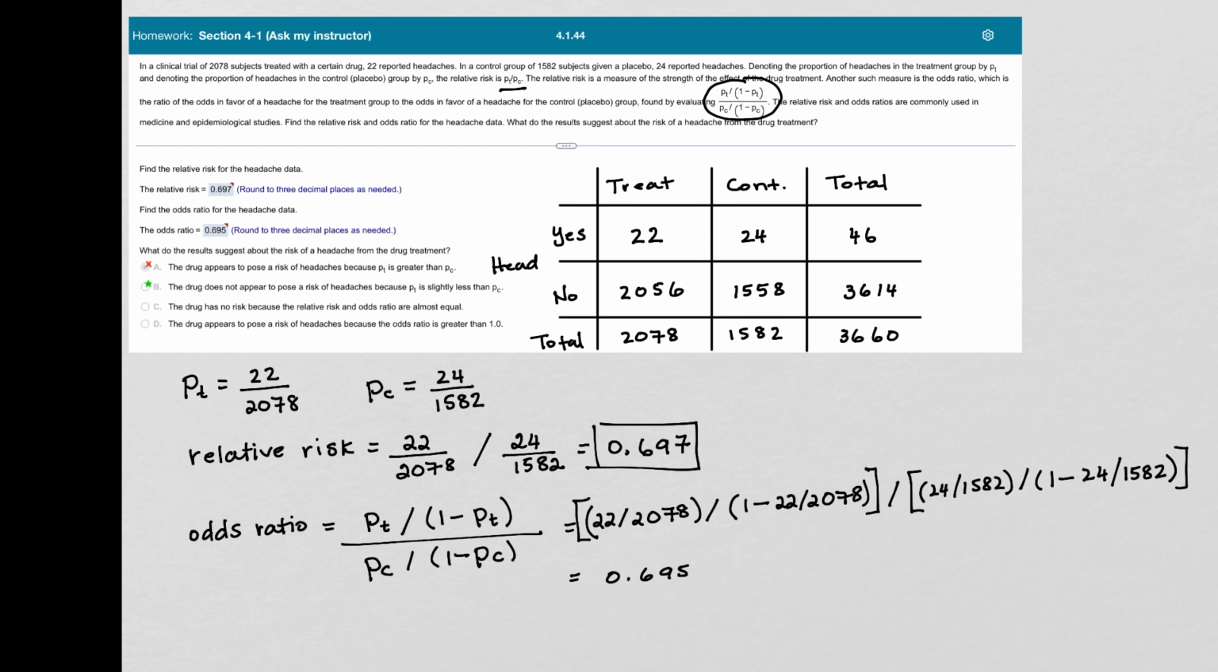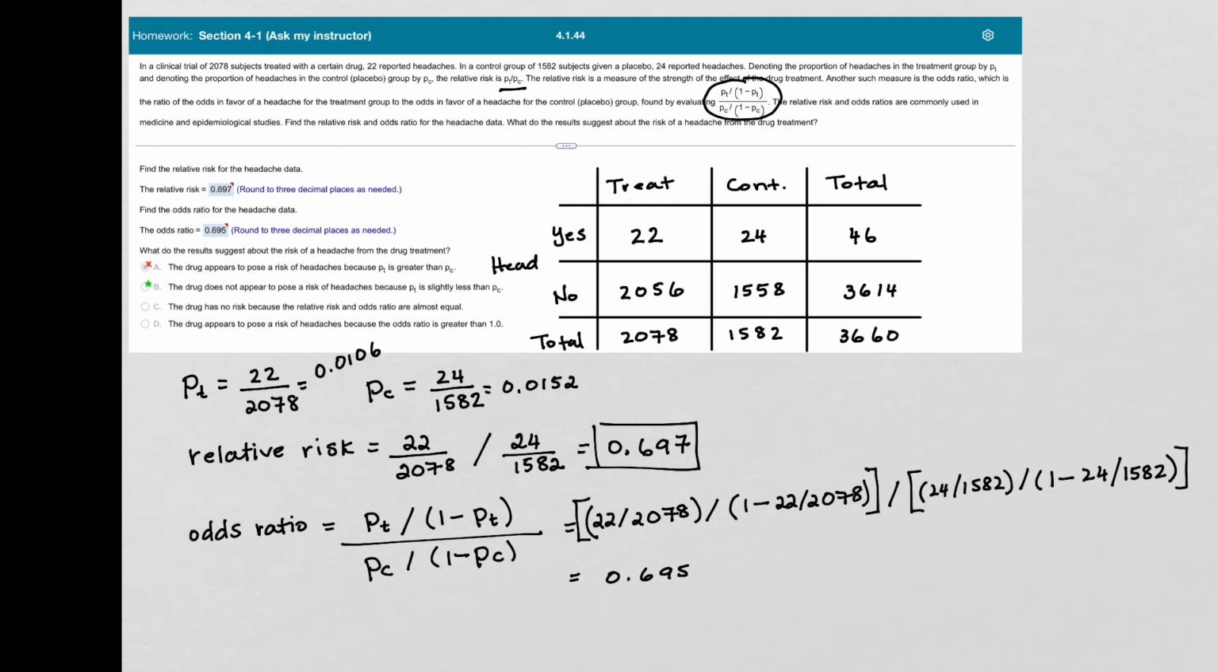Okay. So what do these results suggest about the risk of a headache from the drug treatment? What we are seeing is that the proportion of individuals who got a headache who were in the treatment group is smaller than the proportion in the control group. And we can find that by just working out what the proportion of the treatment group with headaches is and the proportion of the control group.